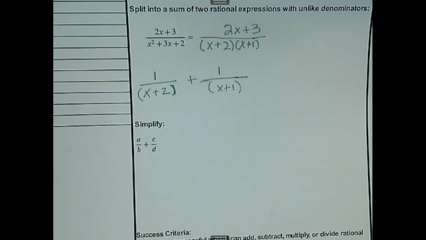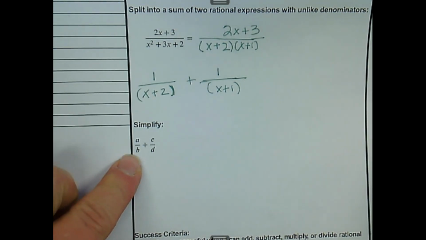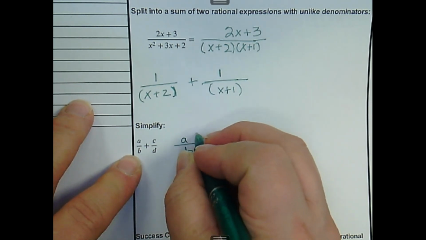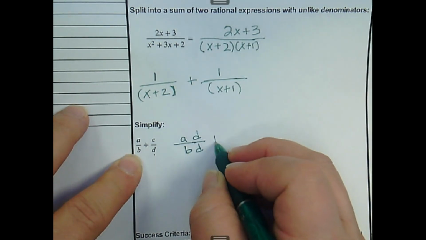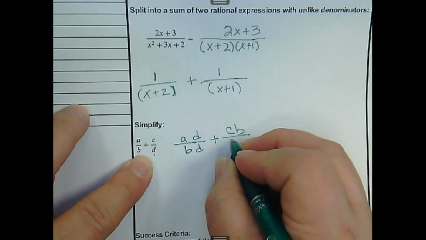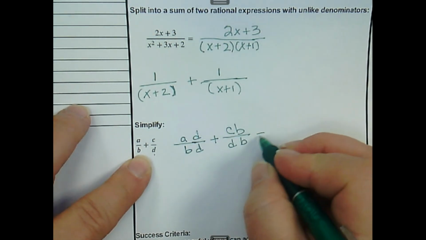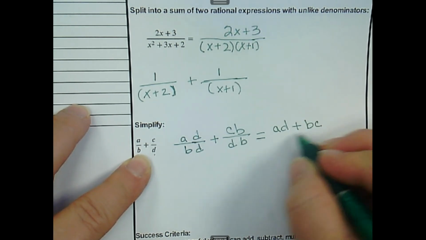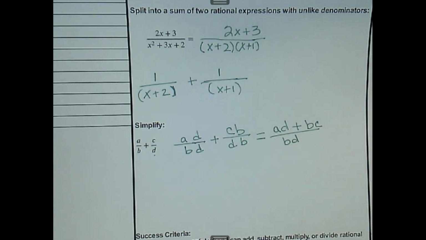So if we're going to simplify the next one, I've got to multiply by the other denominator. So a over b will be multiplied by d over d. Then I'll have bd on the bottom. Then c over d has to be multiplied by b over b. So I've got bd on the bottom. So this is equal to AD plus BC all over BD. And we're done.